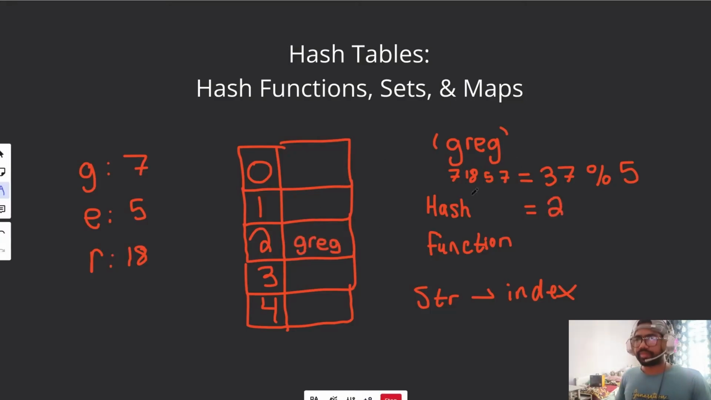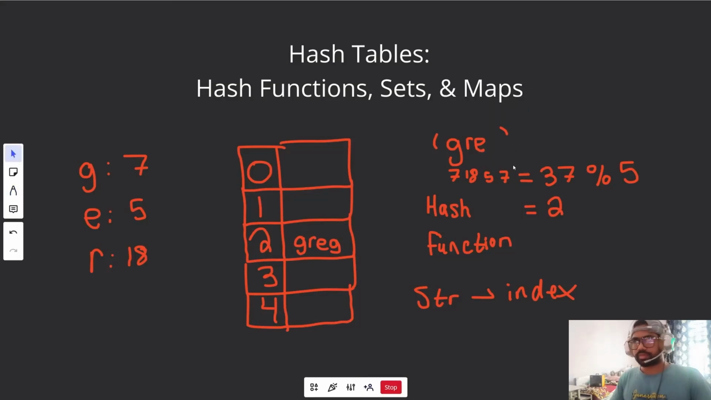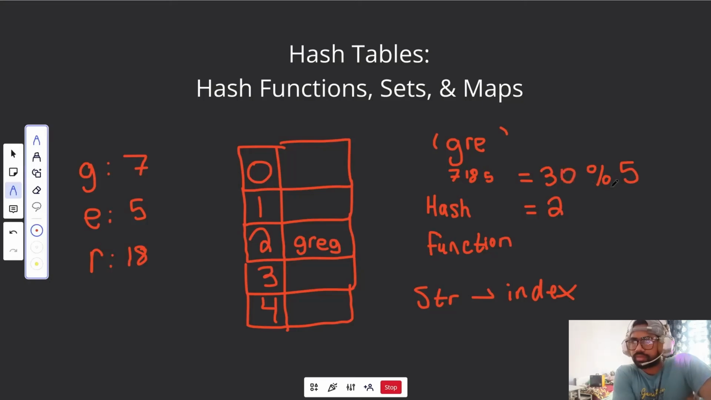And if you wanted to put something else in the hash table, we'll say a name of Gre. People call me that as a joke. So Gre is just going to be that number subtract 7. So that's going to be a sum of 30. And you mod that by 5, you're going to get actually 0. So that tells you that Gre is going to go over here in the hash table.